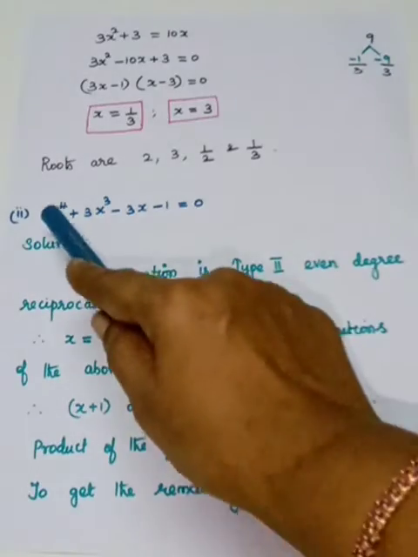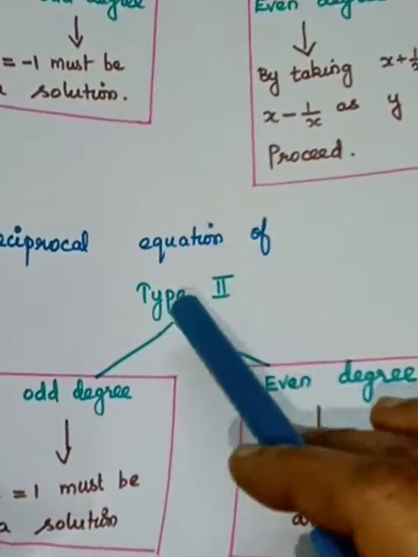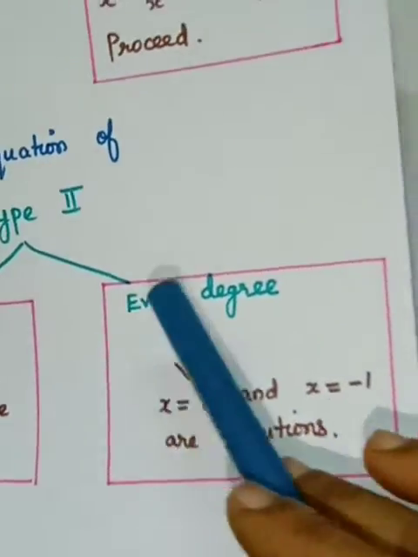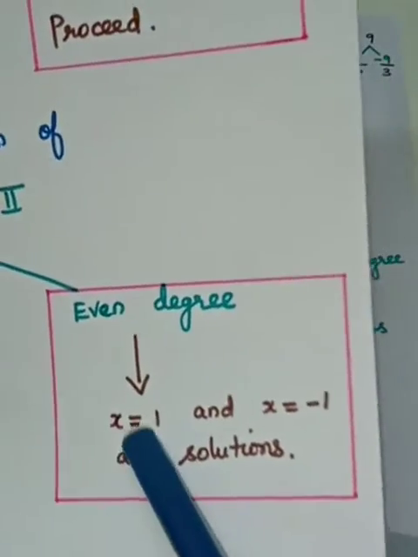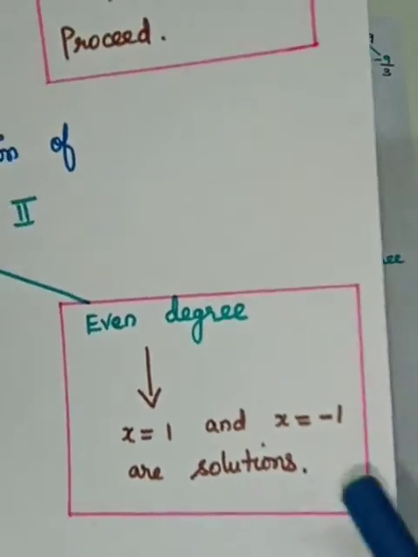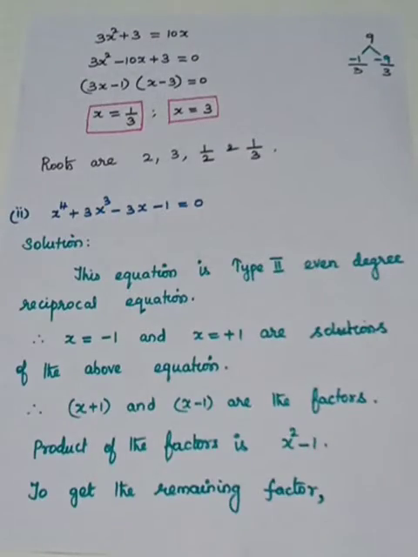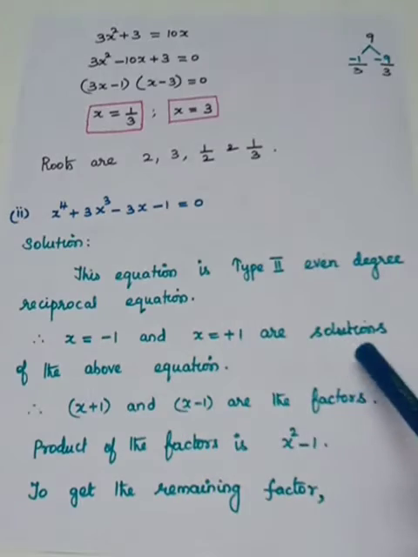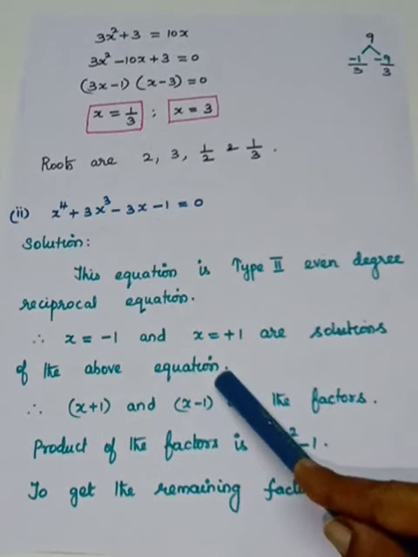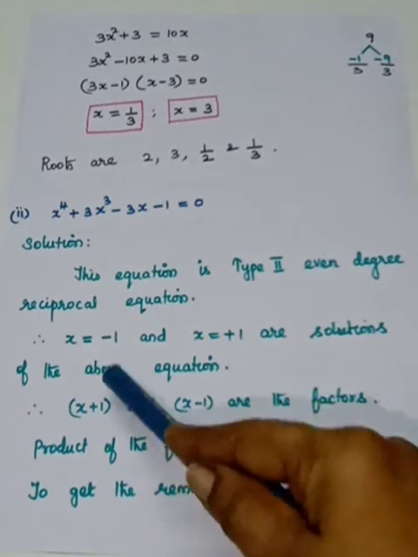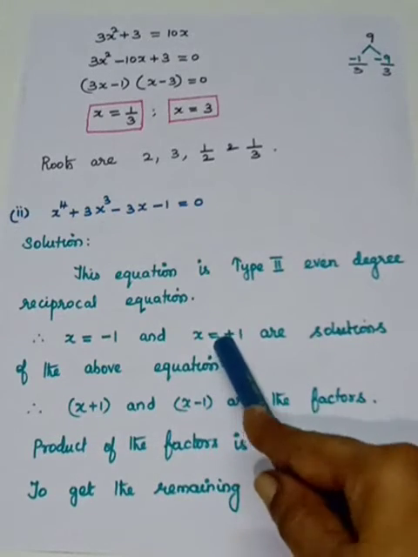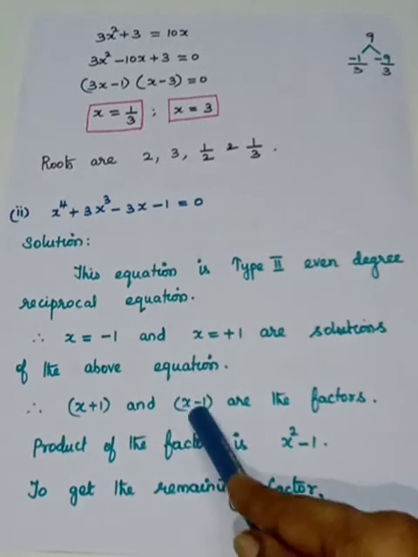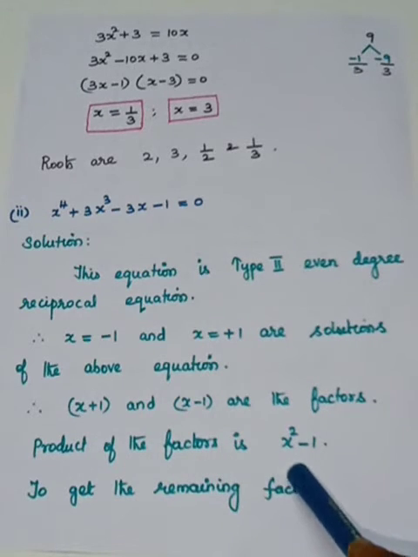What degree? Even degree. So see now, it's a reciprocal equation of type 2, even degree, and the middle term is 0, which means x equal to 1 and x equal to minus 1 are the solutions. So we know that directly. So this equation is a type 2 even degree reciprocal equation. Therefore x equal to minus 1 and x equal to 1 are solutions of the above equation. So for x equal to minus 1, the factor is x plus 1. Here x equal to 1 means the factor is x minus 1. So you take the product of the factors, which is x squared minus 1.